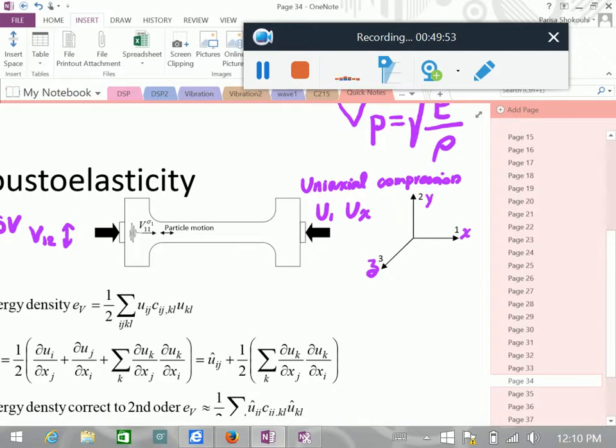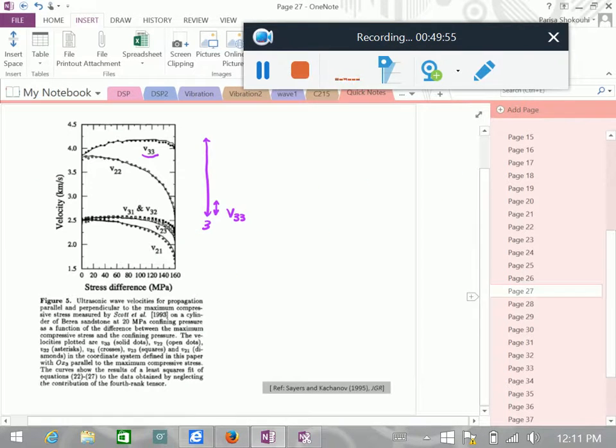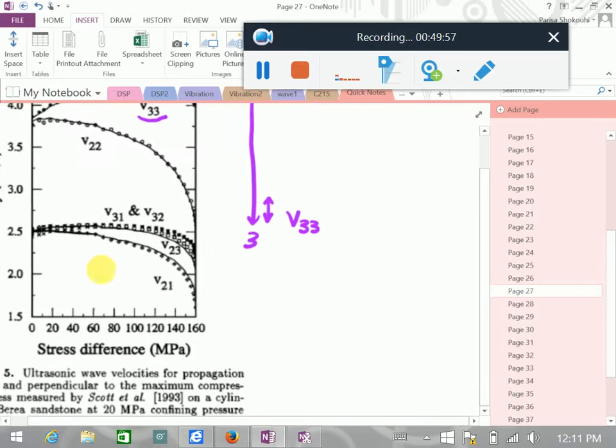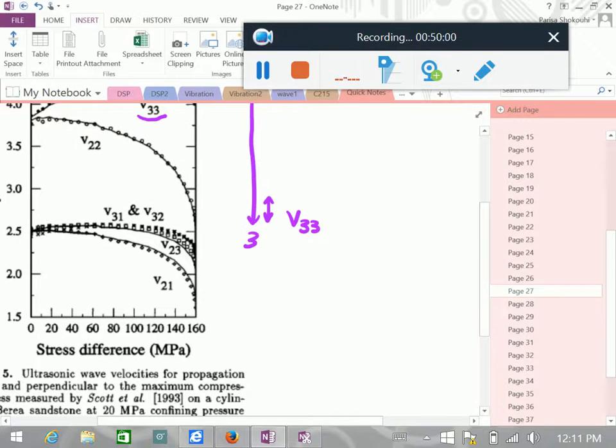Let me show you this one on rocks again. So this is what you are seeing here. These numbers, when they are not the same, you are talking about shear waves, right? If they are the same, they are compressional waves.